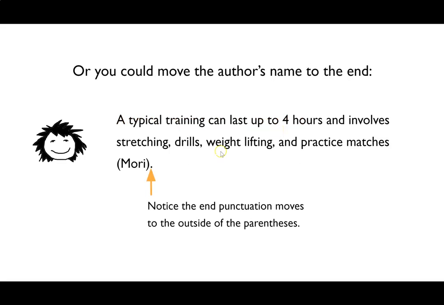Another way that you could offer credit through in-text citations is by just having the information to start and then in parentheses putting the author's last name at the end of the sentence. Note that the period or whatever punctuation you're ending your sentence with goes on the outside of the parentheses. You really want to make it clear that this author matches this information, right? They're all contained in the same sentence together.